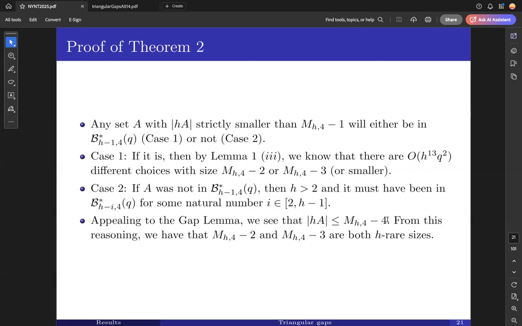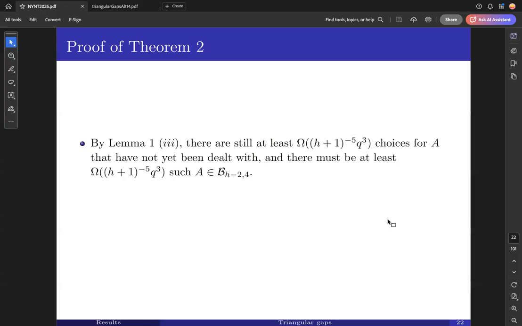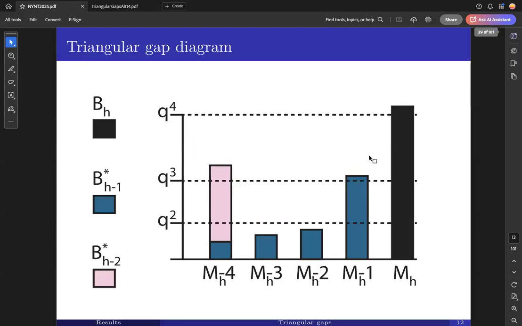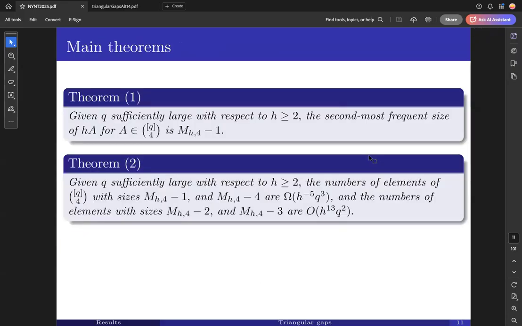And so this I'm very confident in. And what I believe is we could continue arguing to show the rest of the gaps are triangular, but we'll hold off there. So by lemma 1 part 3, we still have... now I'm confused. I want to say there are these choices that have not been dealt with. So I apologize, I'm confused by this slide now. There are at least... sorry, I've lost track. What's theorem 2 now? I'm sorry. Yeah, no, I'm sorry. This is what I get for putting theorem statements far, far away from their proofs.